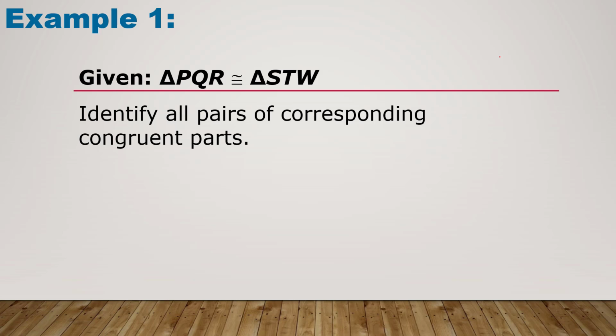So given that triangle PQR is congruent to triangle STW, identify all the pairs of congruent parts. So we could start with our angles. Angle P is congruent with angle S. Angle Q is congruent with angle T. Angle R is congruent with angle W. And then we can go into labeling our congruent sides. Segment PQ is congruent with segment ST. Segment QR is congruent with segment TW. Segment RP is congruent with segment WS.